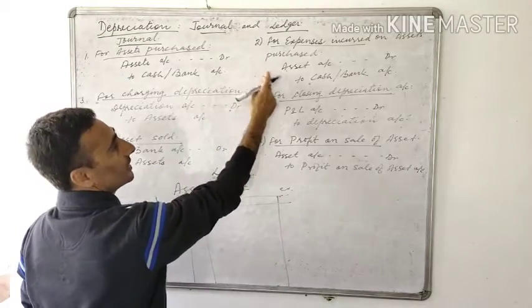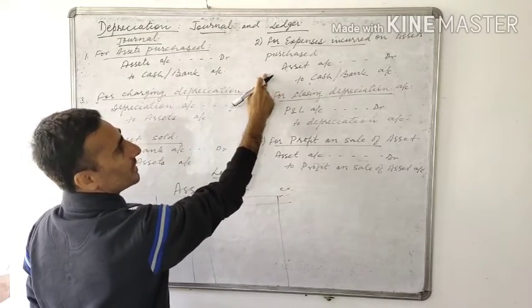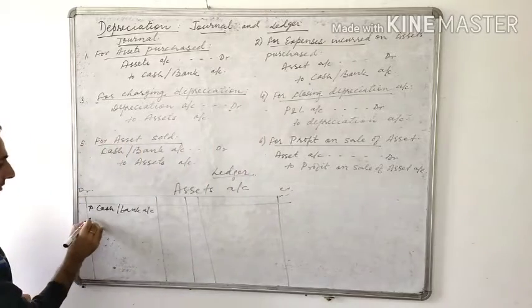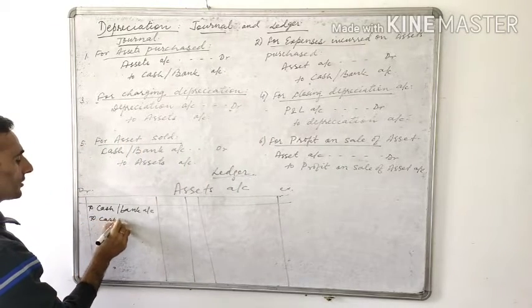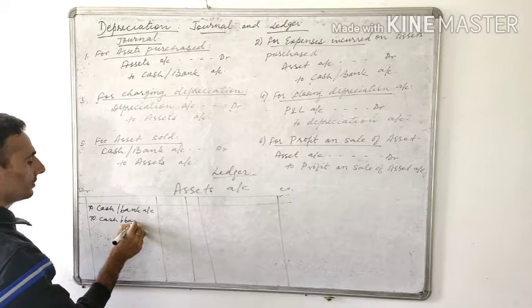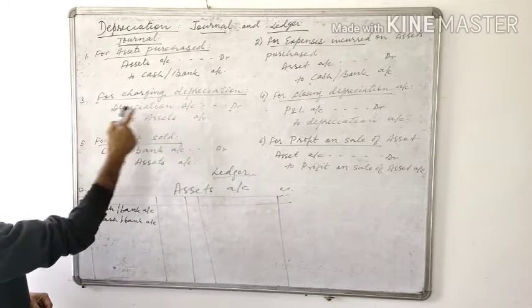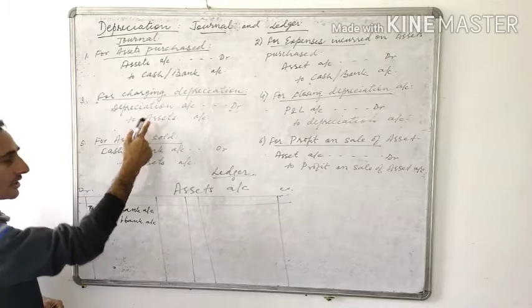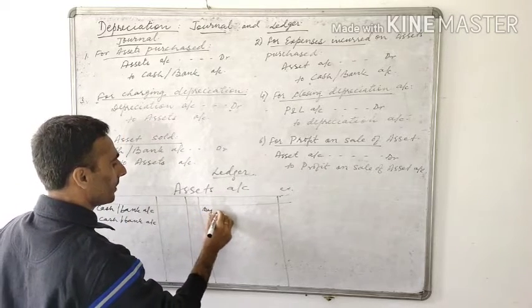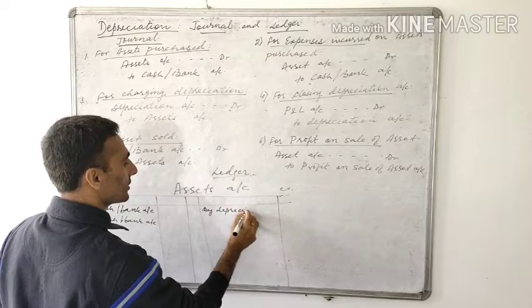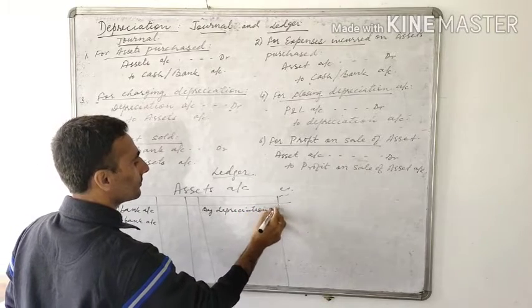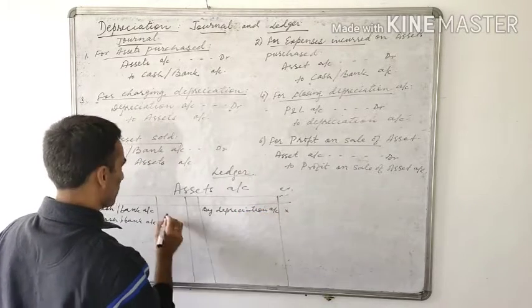For expenses incurred, again, you have asset account debit. Again, you come to the debit side and you write down cash or bank account. This is for your expenses. Number 3, for charging depreciation, asset account is credit. So on the credit side, by depreciation account. You have the entries here.